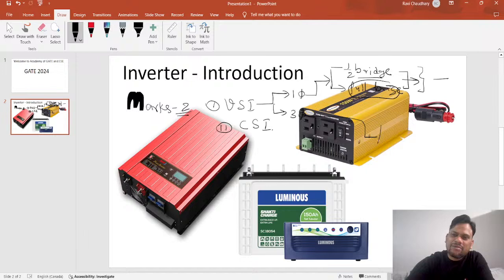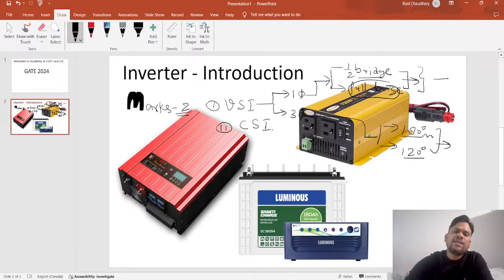Again the 3 phase inverter has 2 categories. In general you can say we can design this converter in 180-degree mode and another is 120-degree mode, with respect to our GATE examination. So again they can ask questions from here.